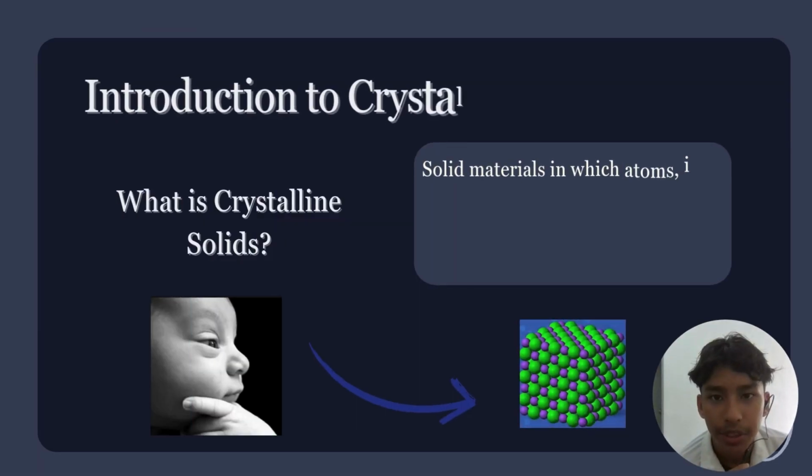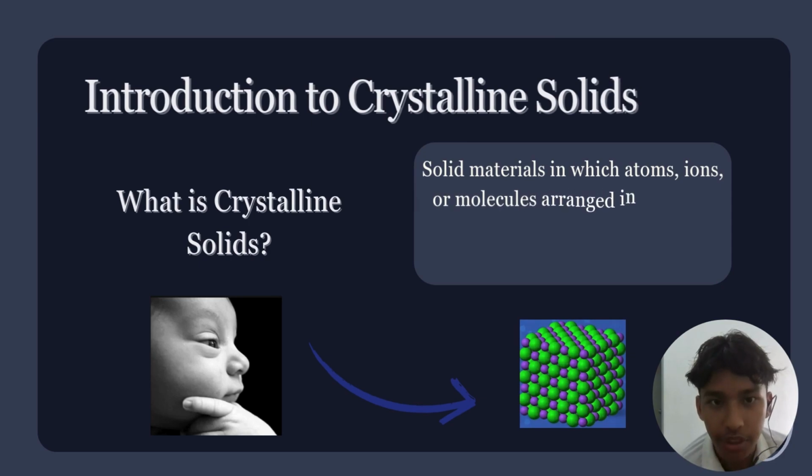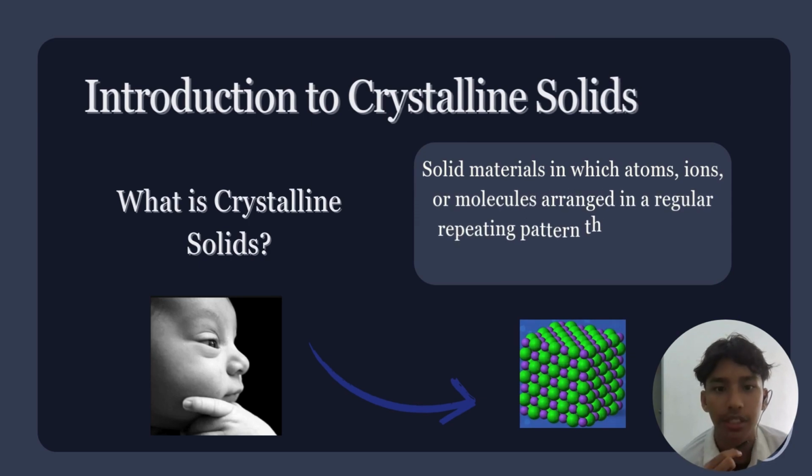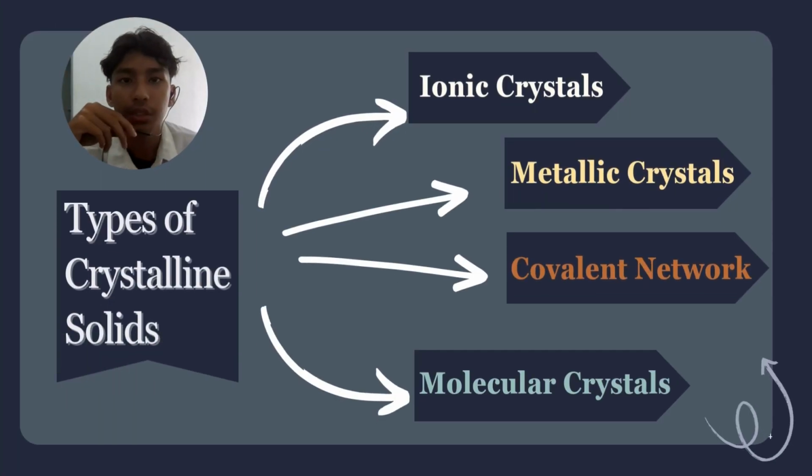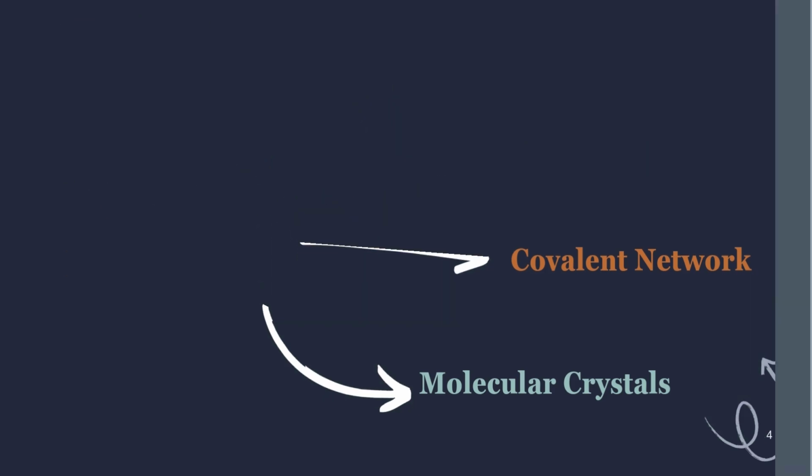Today I will be presenting about the introduction to crystalline solids. So what is a crystalline solid? It is a solid material in which atoms, ions or molecules are arranged in a regular repeating pattern throughout the substance, forming a crystal lattice. So there are four types of crystalline solids. Firstly, the ionic crystal. Secondly, the metallic crystal. Then the covalent network, and lastly the molecular crystals.